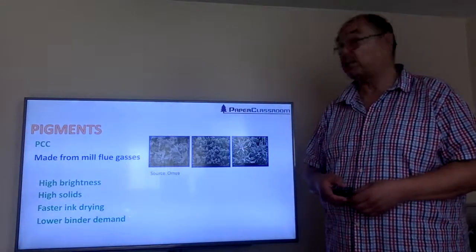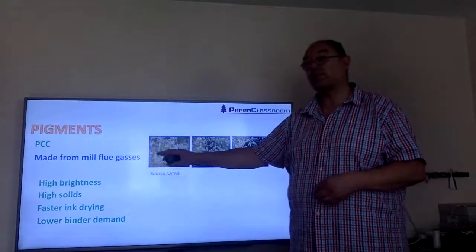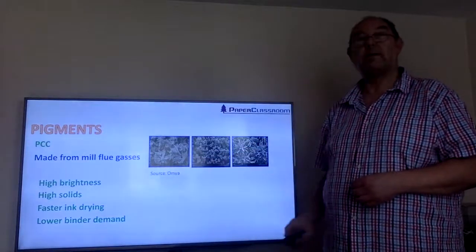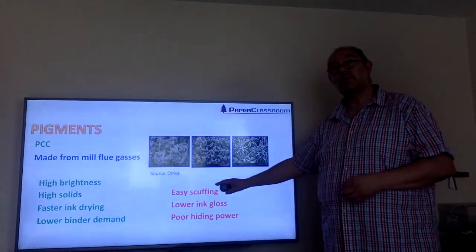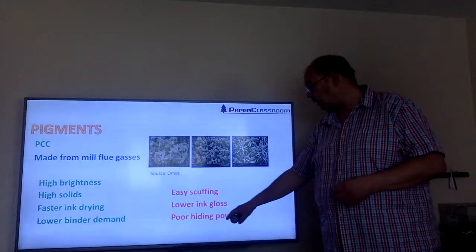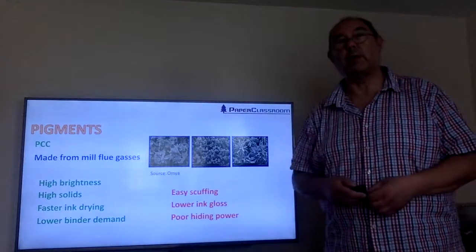And the properties are exactly the same, really. High brightness, high solids, fast ink drying, low binder demand, scuffs easily, reduces ink loss, and it has sort of poor hiding power.